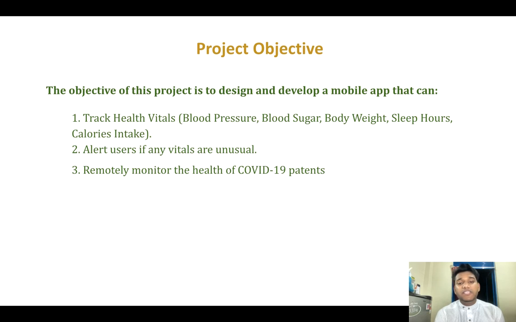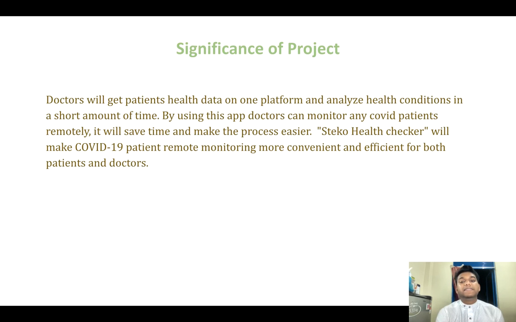The project objective. The objective of this project is to design and develop a mobile app that can track health vitals: blood pressure, blood sugar, body weight, sleep hours, and calorie intake, alert users if any vitals are unusual, and remotely help monitor the health of COVID-19 patients. Significance of the project. Doctors will get patients' health data on one platform and analyze health conditions in a short amount of time. By using this app, doctors can monitor any COVID patients remotely. It will save time and make the process easier.